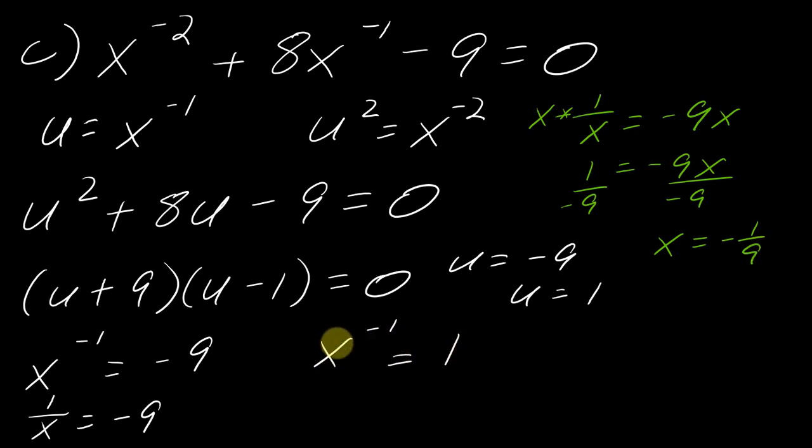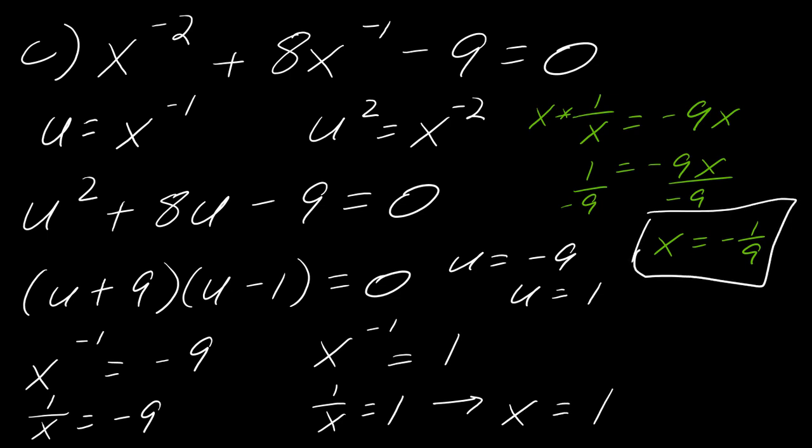And then for the other one, if I do that here, I have 1 over x equals 1. Well, that will mean that x will still equal just 1 over 1. So my two solutions are -1 over 9 and 1. So it is completely up to what type of exponents you're using that is going to dictate what type of substitution you make.